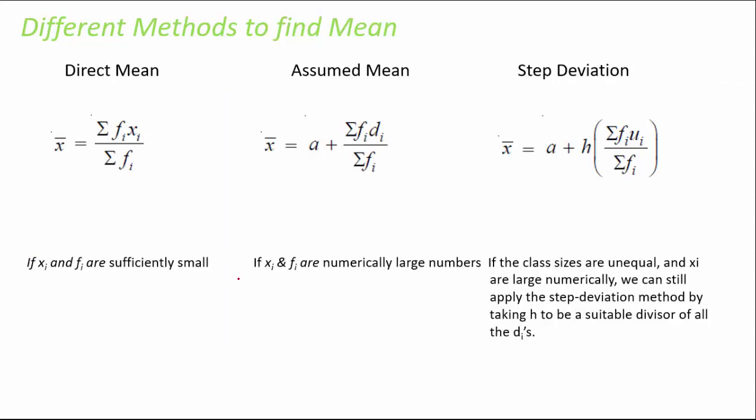There are three methods available to calculate mean: direct mean method, assumed mean method, and step deviation method. I'll not get into the derivation of the formula, just understand when we use each of these formulas. The choice of the method depends on the numerical values of xi and fi. If xi and fi are very small, we use the direct mean method. If xi and fi are large numbers, we use the assumed mean method. And if the class sizes are unequal and also xi is large, we use the step deviation method. So depending upon the situation, we can choose one of these methods.